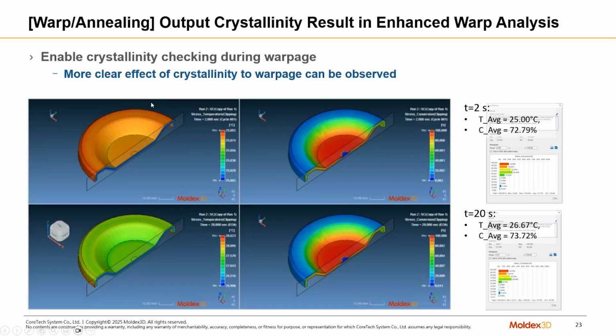From the warp side, we have a new crystallinity model called Dual Nakamura. And this crystallinity will also be able to be checked in the warpage stage. So before, you could only really check the crystallinity up until the end of cooling. But now the relative crystallinity result will show up in the warpage stage of your analysis, which allows you to visualize this crystallization in things like annealing and even thermoset applications as well.